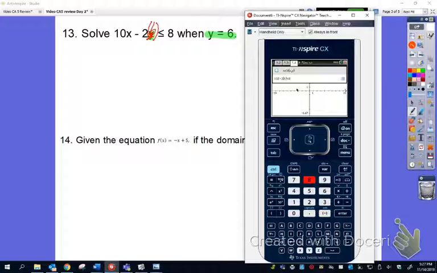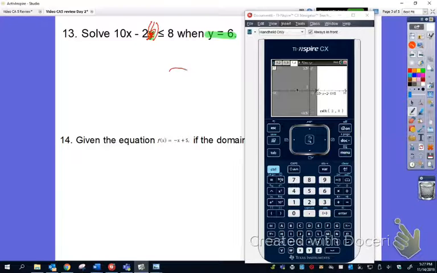So you just type that whole thing in and hit enter, and then do menu 5, 1. So you know the answer is 2, and you know you have your x. It's going this way. So remember, when it's going this way, you're going to use that inequality, okay?